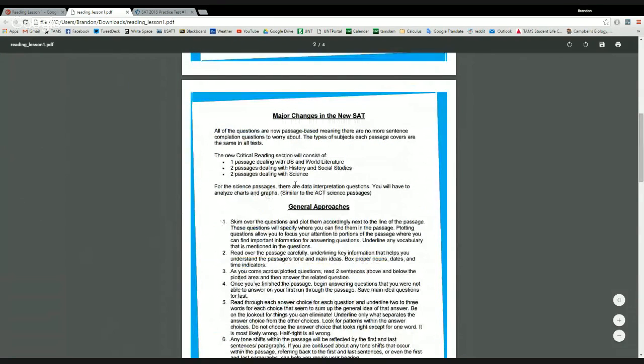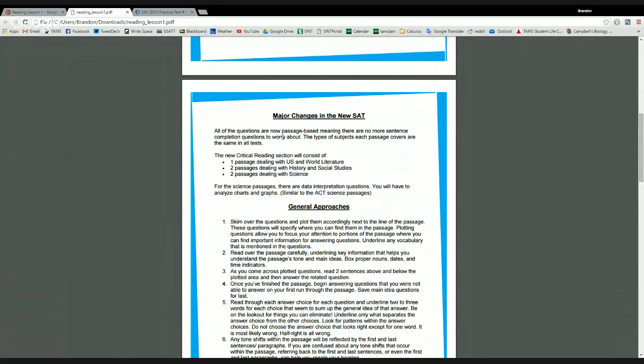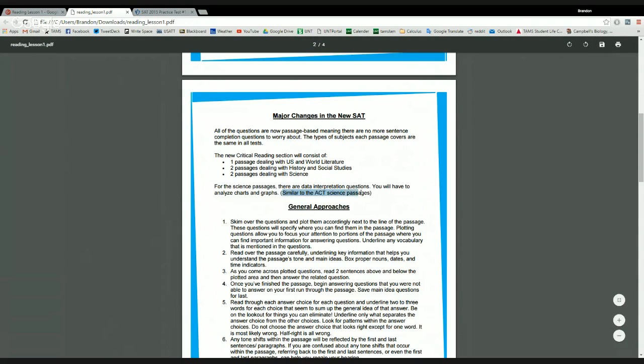Today we're going to be reviewing the reading section, specifically the reading passages. First of all, you all know this is the new SAT, and there's going to be a new critical reading section along with that. There's going to be one passage dealing with U.S. and world history, two passages dealing with history and social studies, and two passages dealing with science. And keep in mind, for the science passages, there are data interpretation questions. You'll have to analyze charts and graphs, and this is similar to the ACT science passages.